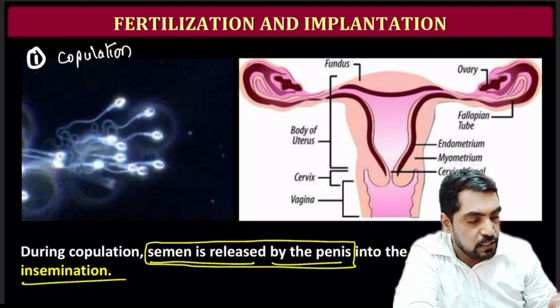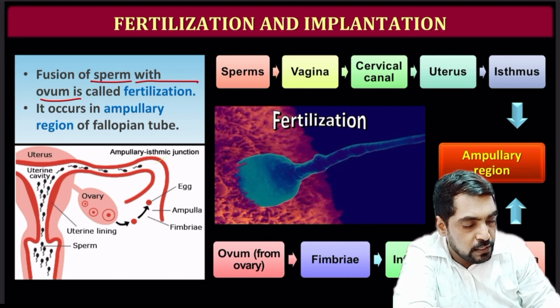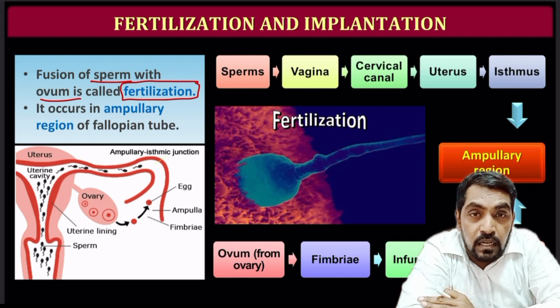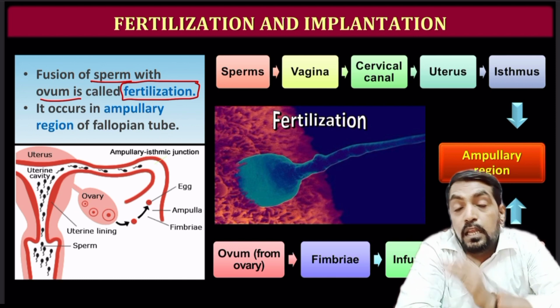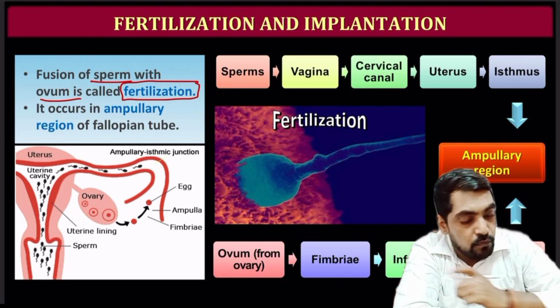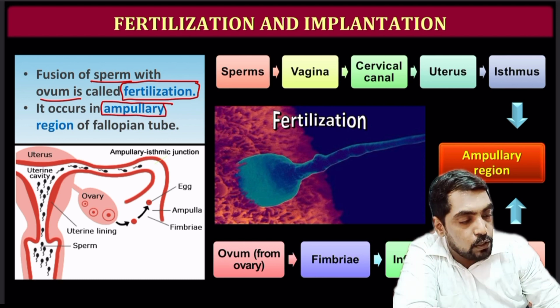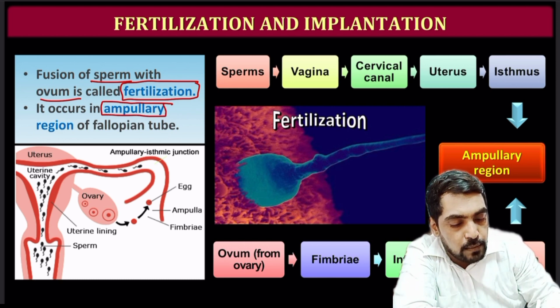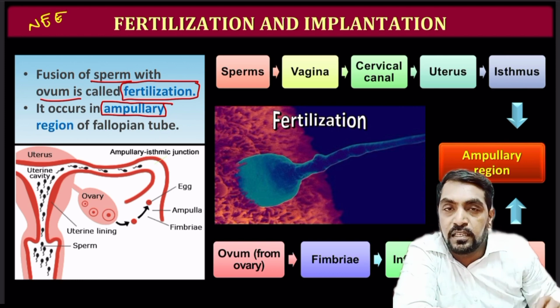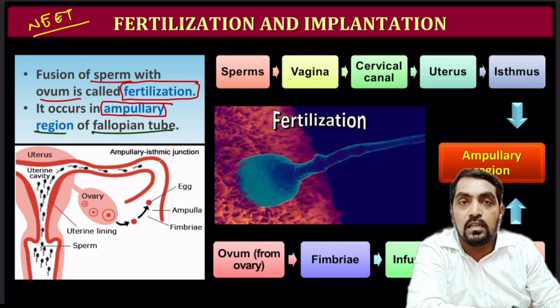So after copulation, what exactly goes on? There is a fusion of sperm with the ovum, which is called fertilization. Millions of sperms are released at one time, and out of those millions, only one sperm reaches the ovum and helps in fertilization. So where exactly does fertilization take place? It is one of the important questions which is always asked in the NEET exam. The site of fertilization is the ampullary junction. Remember, the site of fertilization is the ampullary junction.